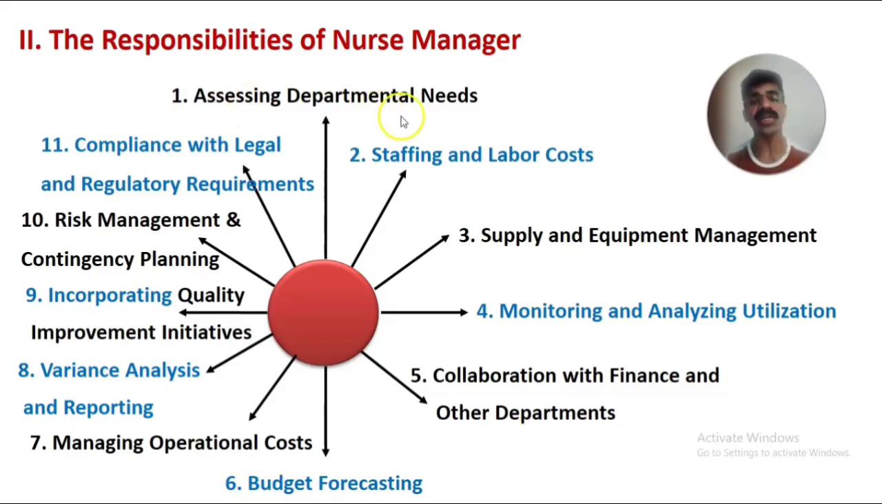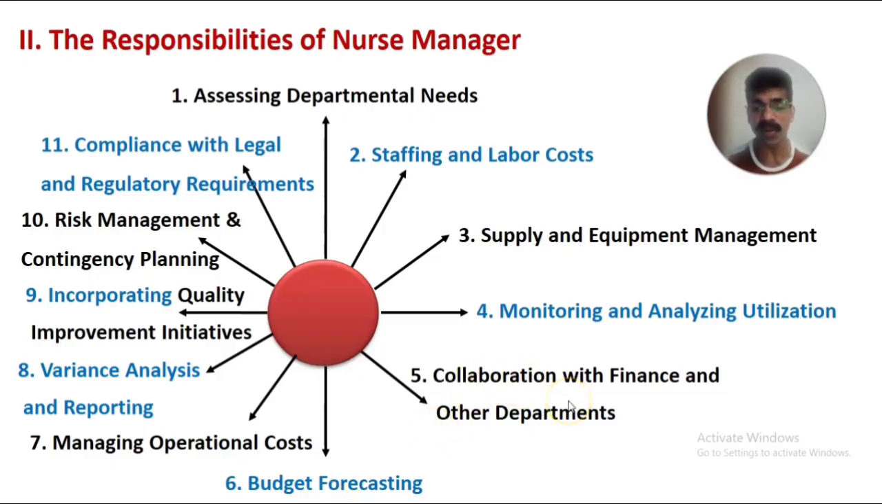First is assessing the departmental needs, that is, assessing the nursing department needs in the hospital or healthcare agency. Second is staffing and labor cost: determining the staffing and labor cost in the nursing department. Third is supply and equipment management: managing supplies and various medical equipment in the ward. Fourth is monitoring and analyzing the utilization of resources available in the nursing department.